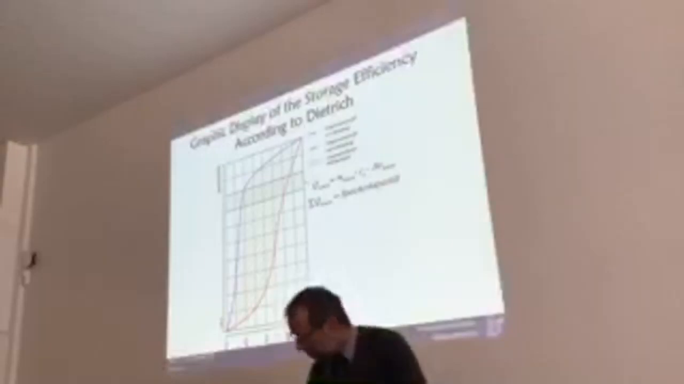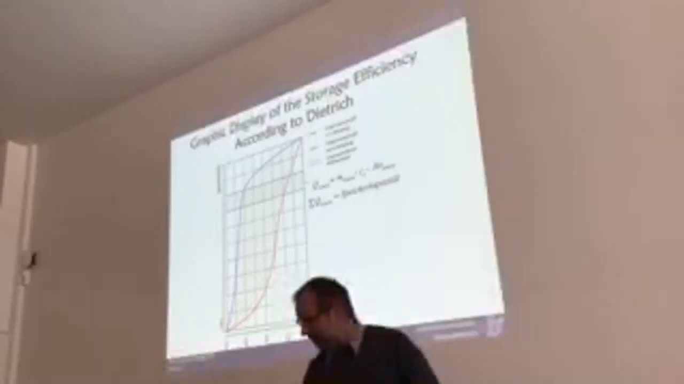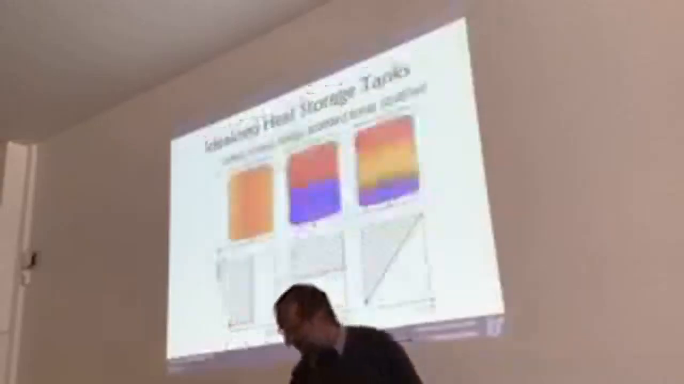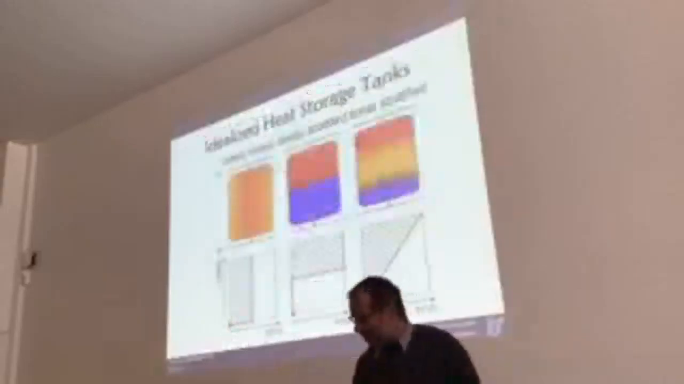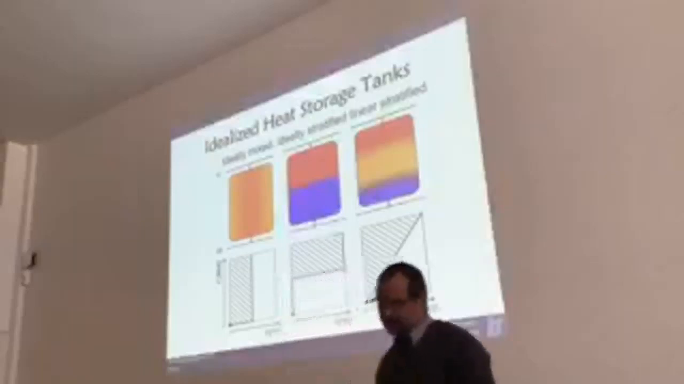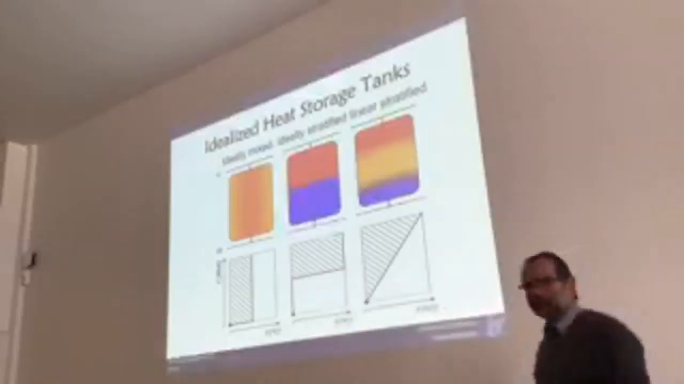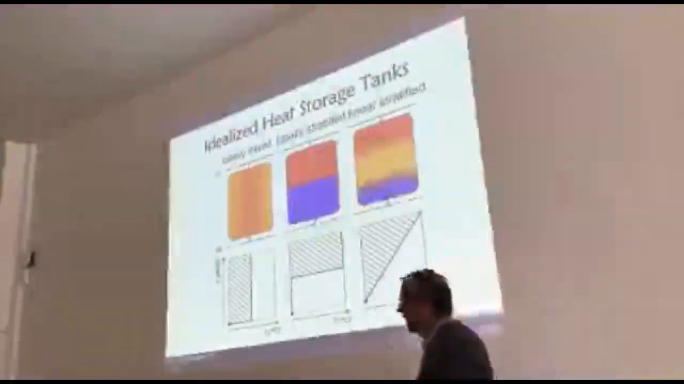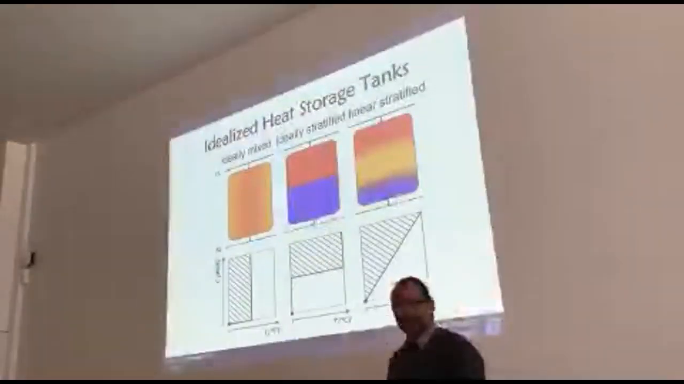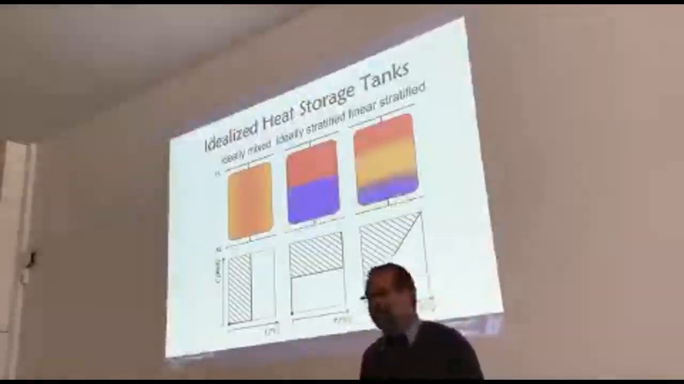So it is very important for you to know the temperature distribution in the storage tank. And to get a better understanding of what is happening in there, we involved 3 idealized heat storage tanks. On the left-hand side, you see an ideal mixed tank. In an ideal mixed tank, the temperature in the tank is everywhere the same, so you mix it ideally.